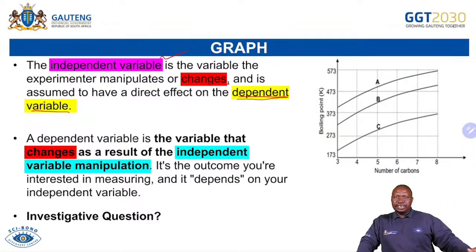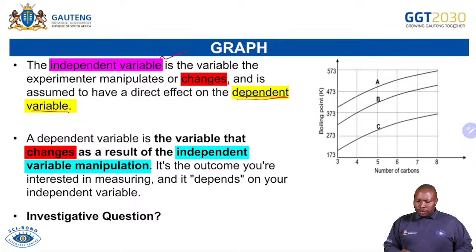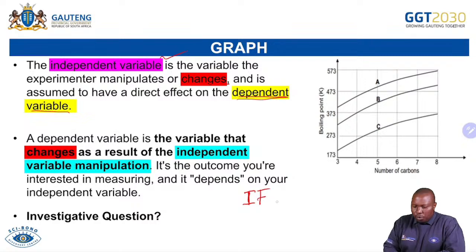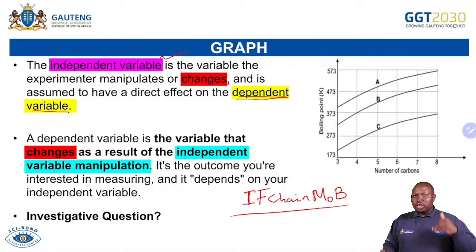See the investigation there. We're given, for example, in this case, our independent variable. What do we change? According to the exam guideline, we change the intermolecular force, the functional group, the chain length, the molecular mass, or the branch. So I just say "if chain mob" so that you don't forget.